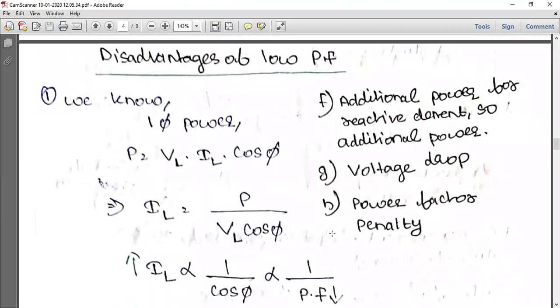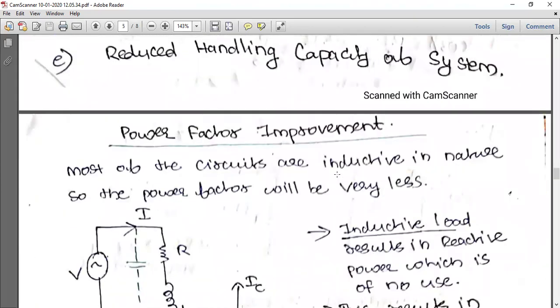Then some other disadvantages are, we need additional power for the reactive element, because whenever there is a reactive element, some power is used for the reactive power element, the sin phi component, right? So we need additional power for that. Then also we have some voltage drop. And as I explained, voltage regulation and all is affected. Then we have the power factor penalty. If power factor is less, most of the industries are given a penalty and they're asked to improve their power factor. So in order to improve the power factor, we use some techniques.